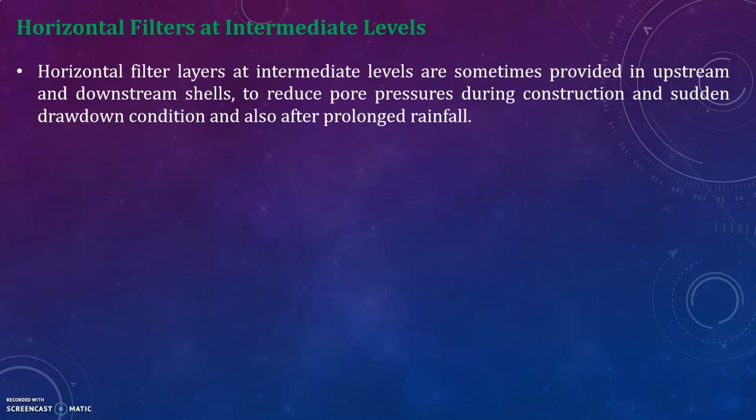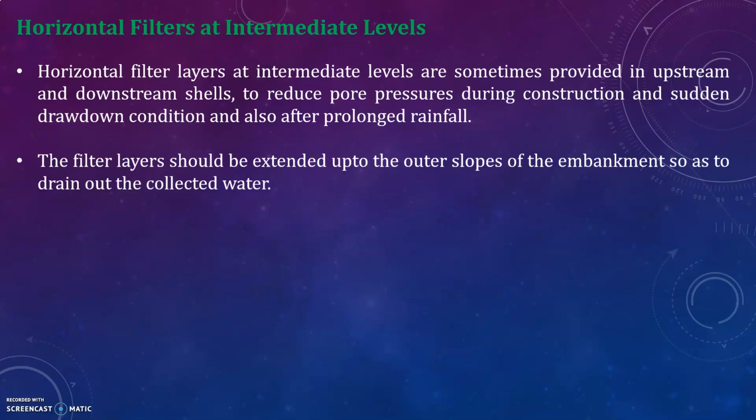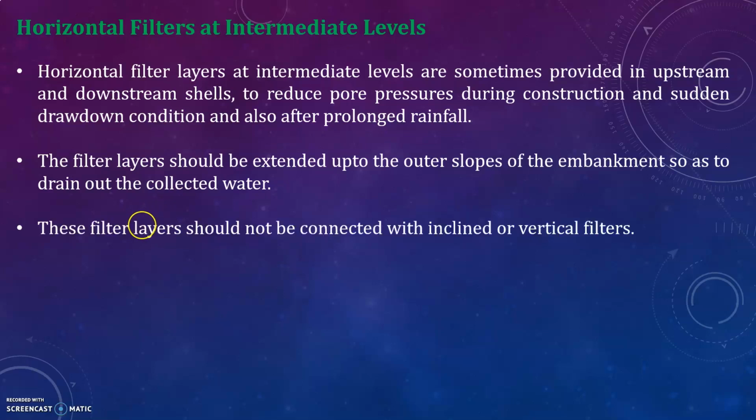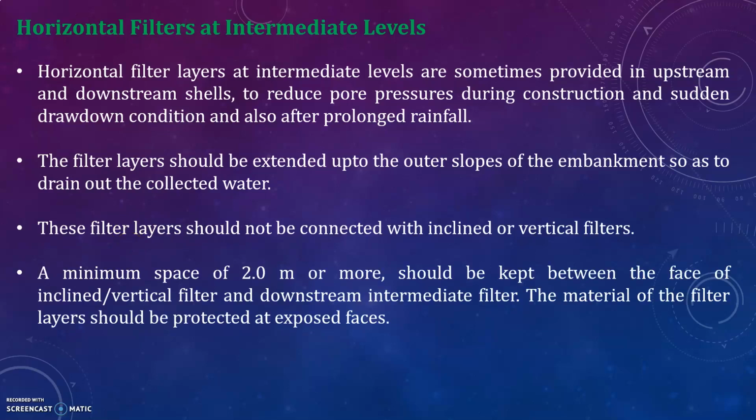Horizontal filter layers at intermediate levels are sometimes provided in upstream and downstream shells to reduce pore pressures during construction and sudden drawdown condition, and also after prolonged rainfall. The filter layers should be extended up to the outer slopes of the embankment so as to drain out the collected water. These filter layers should not be connected with incline or vertical filters. A minimum space of 2 meters or more should be kept between the face of incline or vertical filter and downstream intermediate filter. The material of the filter layer should be protected at exposed faces.